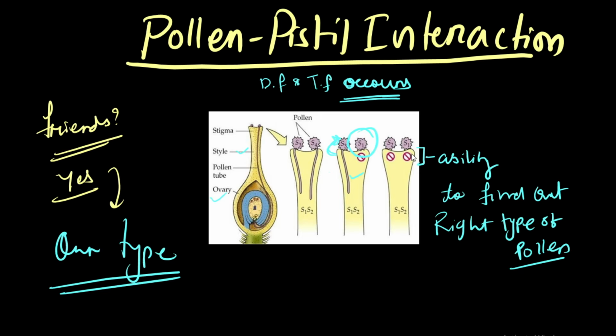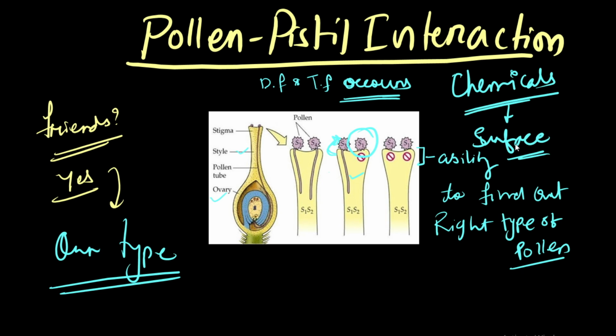This is how the stigma recognizes the right type of pollen. If the right type of pollen falls on the surface, then only it accepts it and allows it to germinate on the surface. So this is acceptance or rejection: if the wrong type of pollen gets on the surface of the stigma, then it rejects the germination of the pollen, right? This acceptance or rejection of the pollen is mediated by some chemicals which are present on the surface of the stigma. So that is how this pollen pistil interaction takes place.